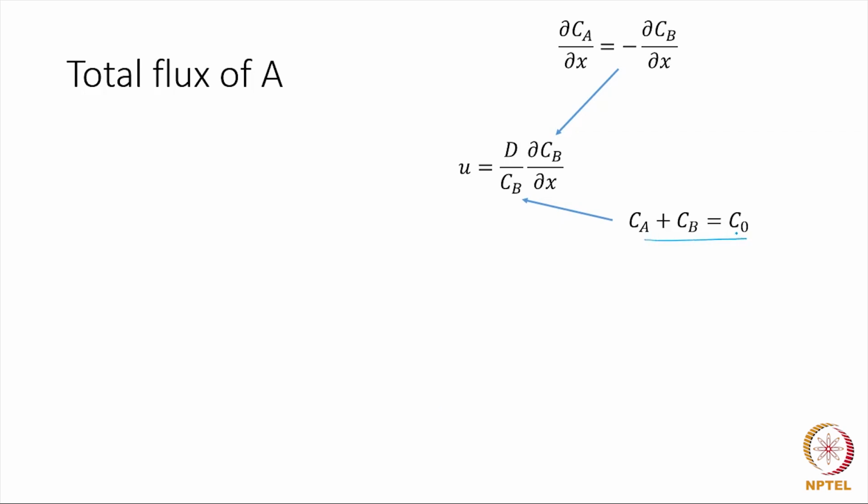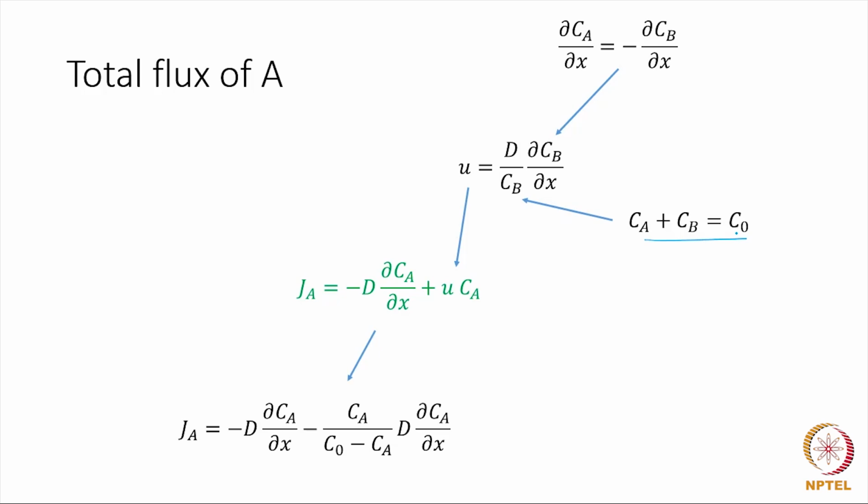And this expression of u written in terms of only the variables for A can be plugged into the total flux of A. And then we can obtain this expression as follows, where the first term is kept as it is, so the second term is obtained by substitution. And when we gather the terms, we realize that it can be simplified as follows, where the flux is equal to minus D into dou Ca by dou x into a term C0 by C0 minus Ca, which already indicates that it is not directly Fick's law, but there is some additional component that is coming as a multiplicative factor.